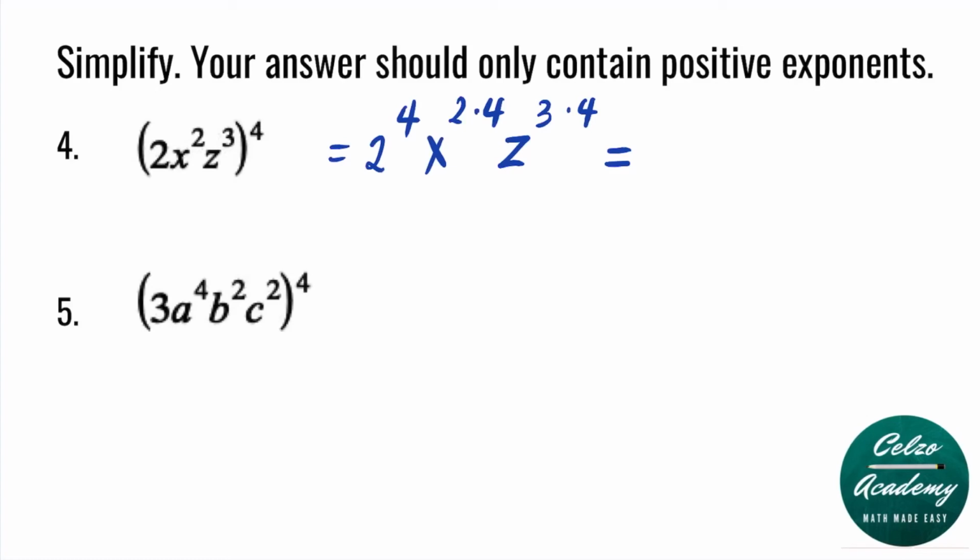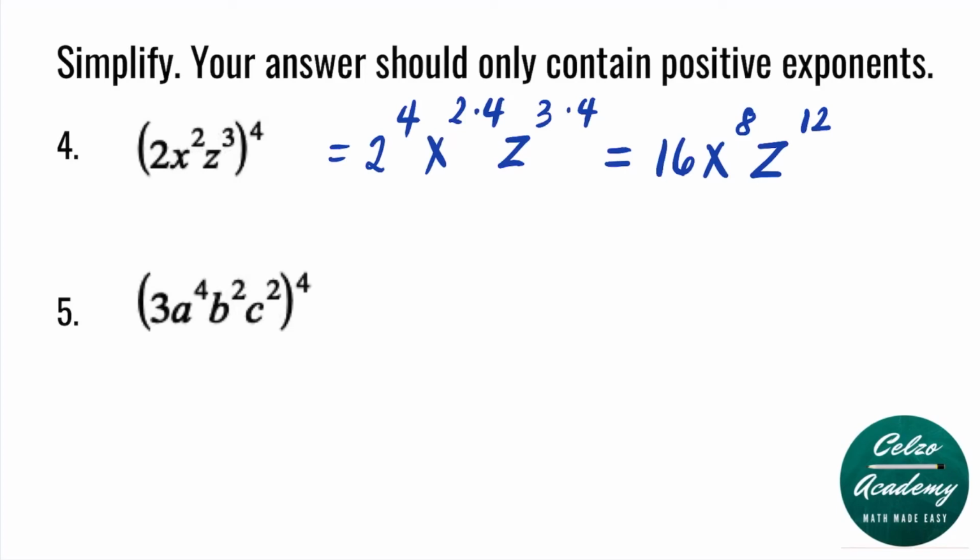Simplifying this, 2 to the 4th power means multiplying the 2 by itself 4 times. 2 times 2 is 4, 4 times 2 is 8, 8 times 2 is 16. So we have 16 as the value for 2 to the 4th. The power of x will be 2 times 4, that's 8. The power for z is 3 times 4, which is 12. So the answer for number 4 is 16, x to the 8, z to the 12.